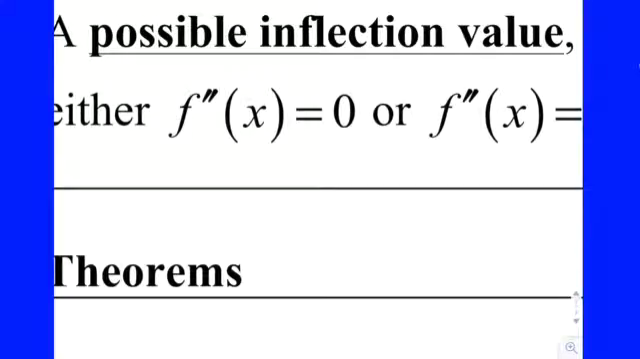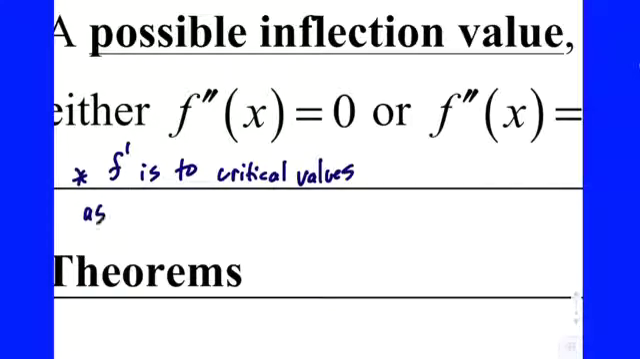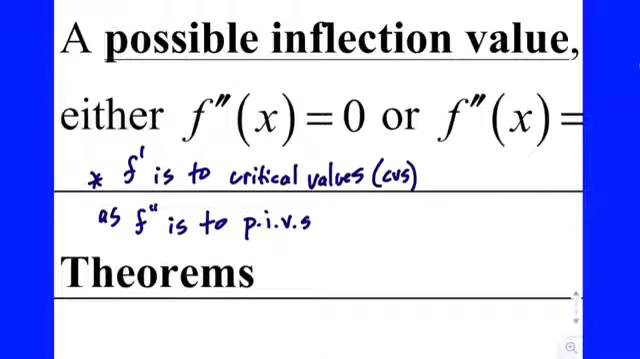So let's go ahead and say this. This is an analogy: f prime is to critical values as f double prime is to possible inflection values, PIVs. And of course those are CVs, because remember, that's how we found critical values. We looked to see, first of all, where the first derivative was 0 or undefined, and if that value was in the domain of the function, it was a critical value.